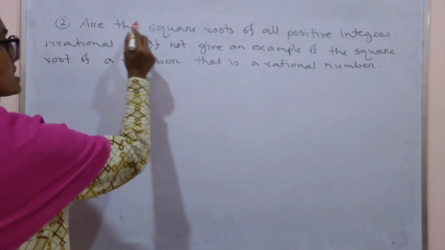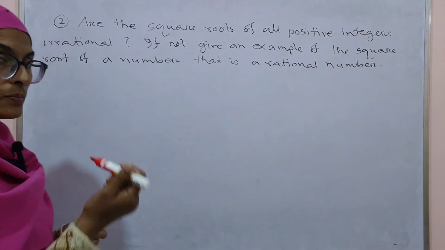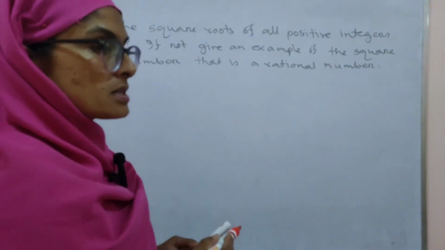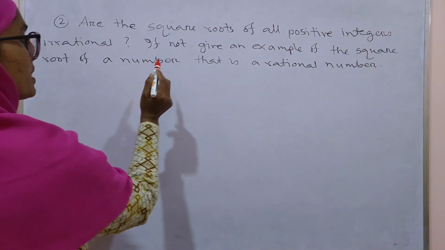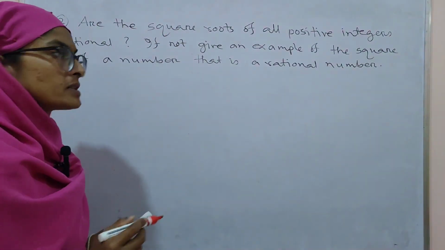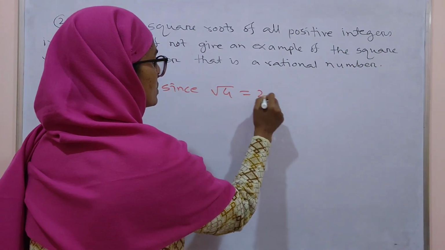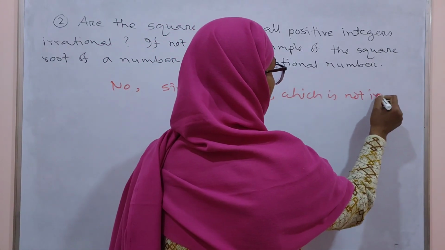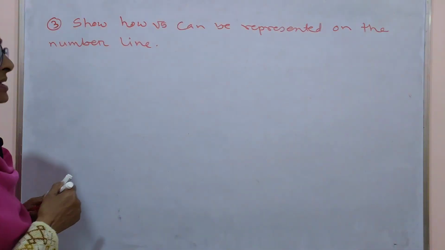Question 2: Are the square roots of all positive integers irrational? If not, give an example of the square root of a number that is a rational number. No, since root 4 equals 2, which is not irrational.